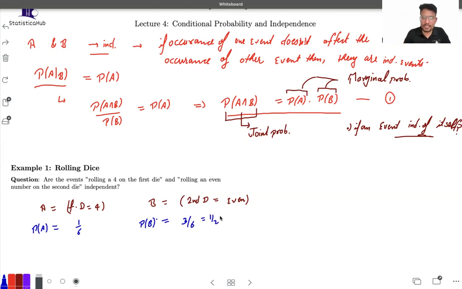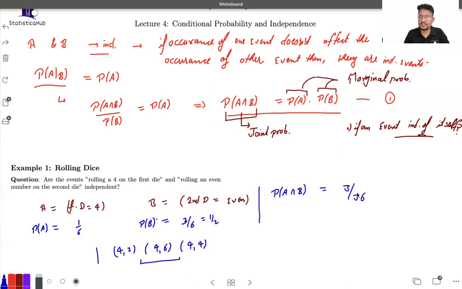Okay, now we have to go for the independence check. So just check the joint distribution, probability of event A and B. They are saying you are getting 4 on the first dice and some even number on the second dice. So how many cases will be there? Just check out the cases: 4 and 2, 4 and 6, 4 and 4. So we are having 3 cases over the total of 36.